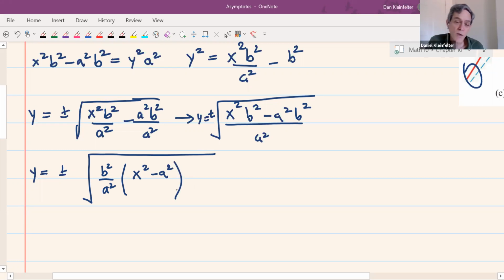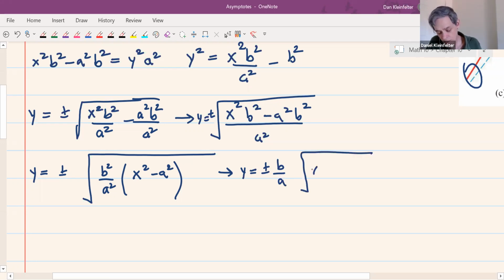Okay, so now the b squared over a squared that we have on the left, we're going to take the square root of that part. Normally, taking the square root of b squared over a squared, we would need a plus or minus, but we already have a plus or minus symbol on here, so we don't need to add a second one. So then we'll have y equals plus or minus b over a, now it's starting to look familiar, square root of x squared minus a squared.